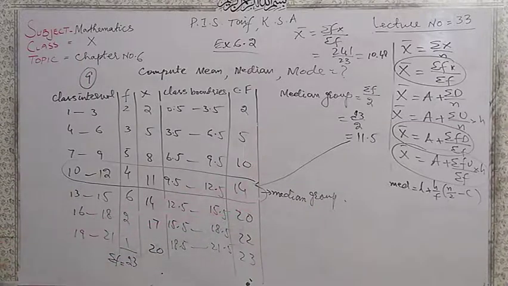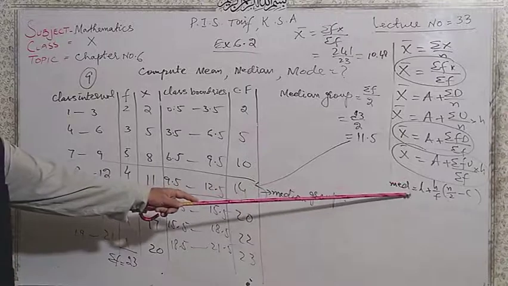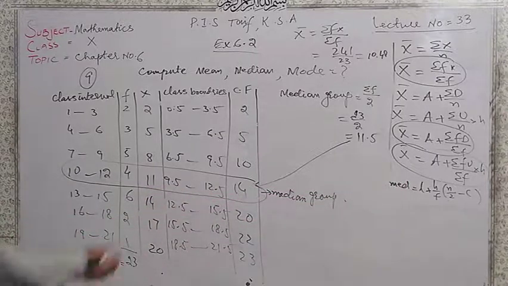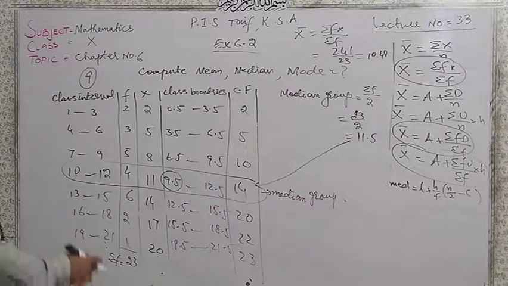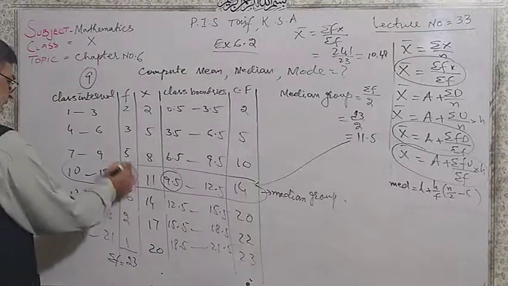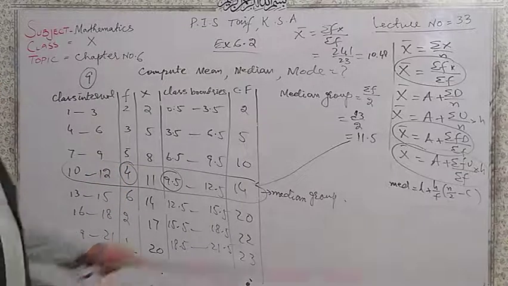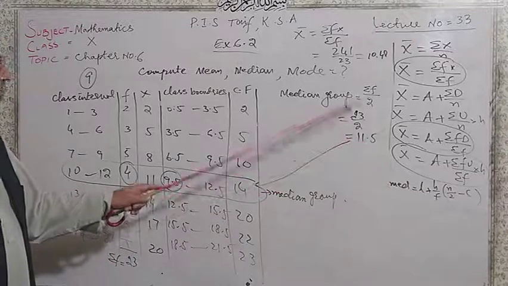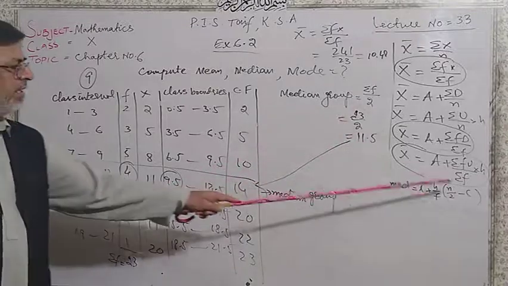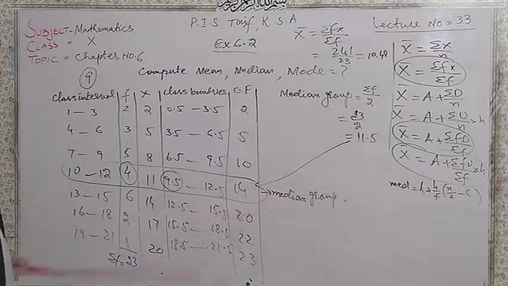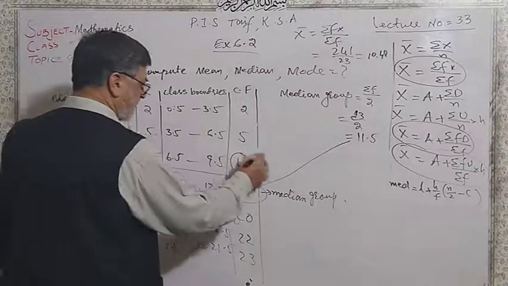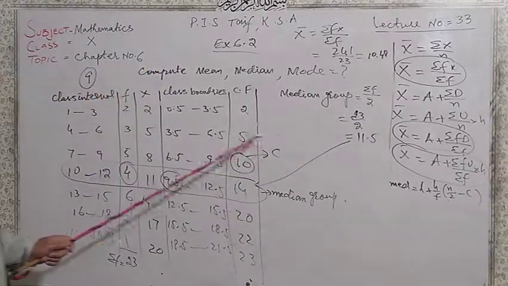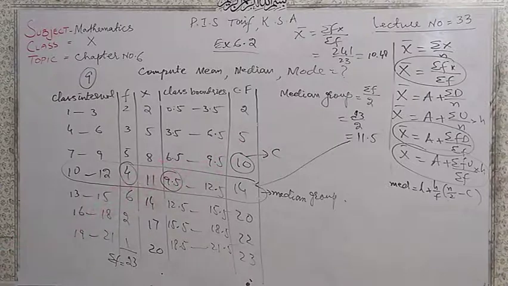In case of median group, you can check now. L is lower class boundary of median group. F is the frequency of median group, that is 4. N by 2 is 11.5. This is actually N by 2. And C is cumulative frequency of the previous group.